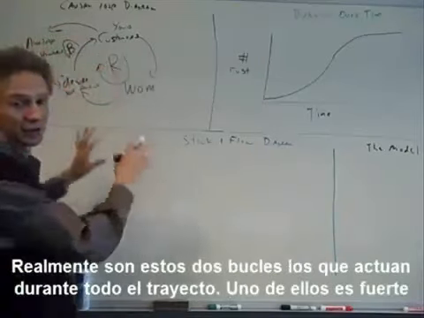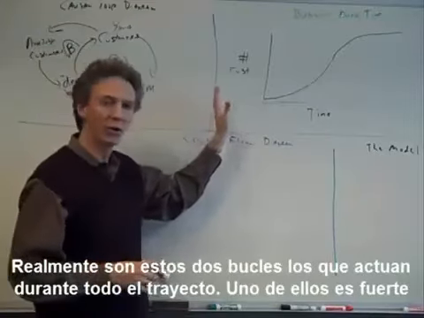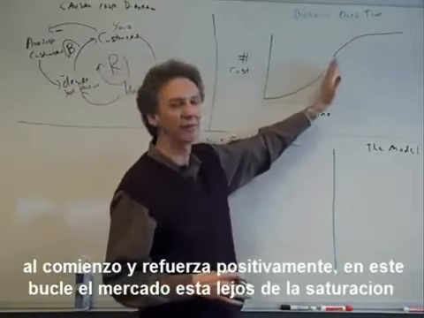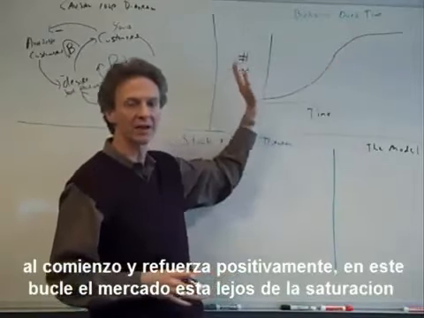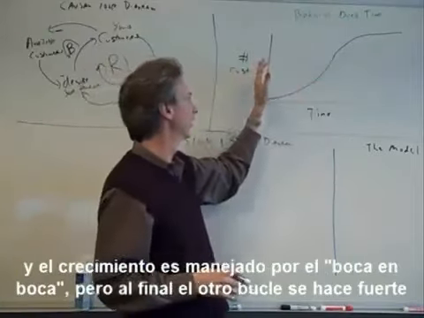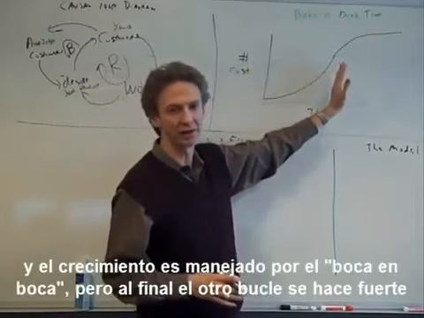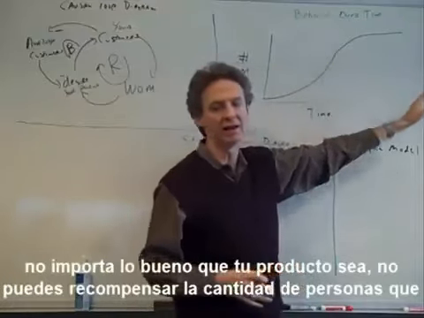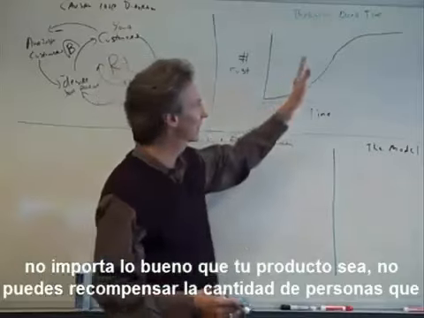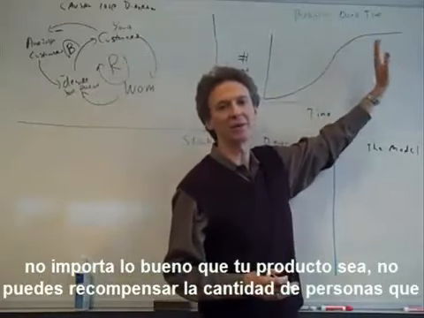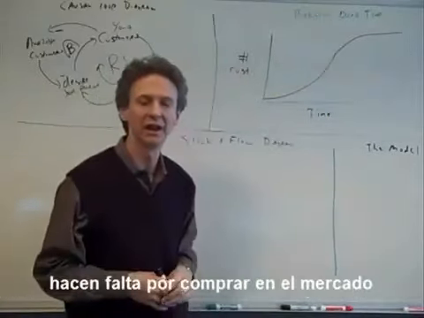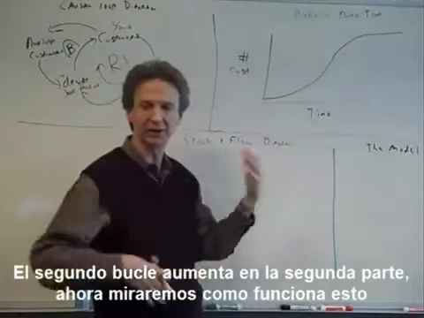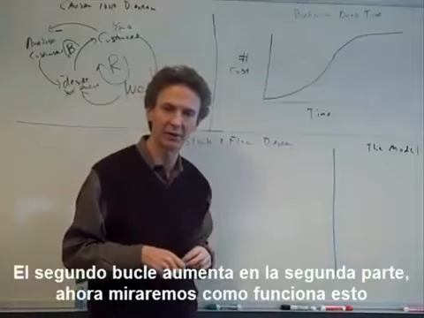And so it's really these two loops. And these two loops are acting the whole way through from the beginning. It's just one is stronger. In the beginning, the reinforcing loop is stronger. The market is way off from saturation. Your growth is mainly driven by word of mouth. But at the end, the other loop gets stronger, where it doesn't matter how great your product is. You just can't overcome the fact that there's a fixed available market. And so the second loop gets stronger in the second half. So we'll take a look at this when we actually model it, how that works.